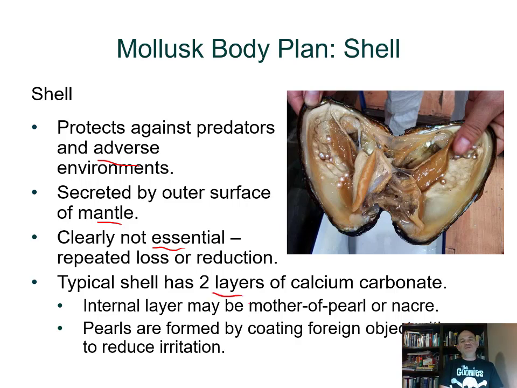The shells typically have 2 layers, and a main component of the shell is a mineral called calcium carbonate. It's the same thing that makes up an eggshell. The internal layer is going to be shiny. They call that mother of pearl, which we mentioned earlier. It's also called nacre. There's another name for it.